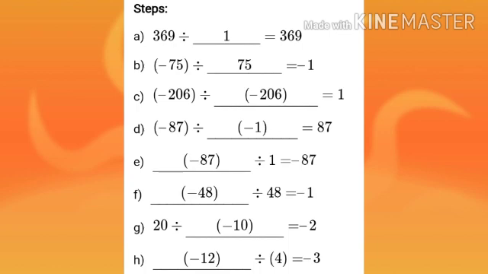Therefore, for G, 20 divided by dash is equal to minus 2. How do we get minus 2? So, 20 divided by 10 is equal to 2. Plus into minus is minus. Then for the last subdivision, dash divided by 4 is equal to minus 3. How do we get minus 3 there? Normally we know 12 divided by 4 is equal to 3. If it is minus, then minus into plus is minus. Clear? Therefore, the solution is minus 12.